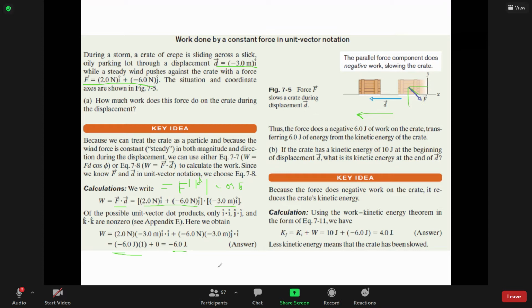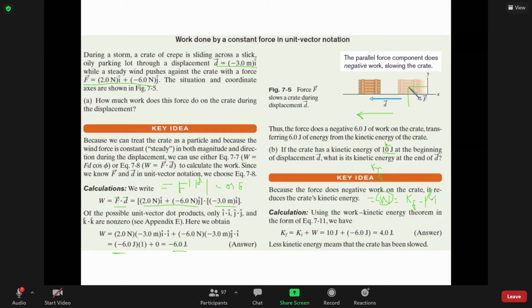Part B: if the crate has kinetic energy of 10 joules at the beginning, meaning K initial, what is the final kinetic energy, K final? Well, I have the law, the work kinetic energy theorem, that says total work on a particle is equal to delta K, or K final minus K initial. I calculated the work to be minus 6, and K initial is 10.